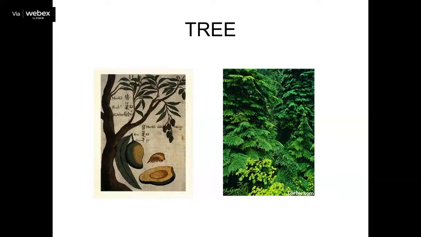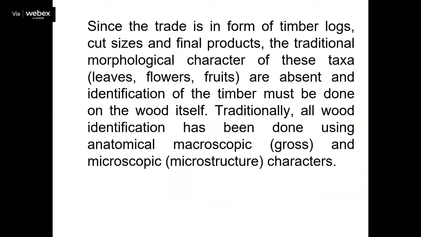Some timbers, when we see regularly, such timbers we can identify it, and not all. So what we do is, in such cases, for identification, we study internal structure of wood. We study the wood anatomy. Since the trade is in form of timber logs, cut sizes, and final products, the traditional morphological character of these taxa, that is leaves, flowers, fruits, are absent, and identification of the timber must be done on the wood itself. Traditionally, all identification has been done using anatomical characters. One is by macroscopic method and other by seeing microscopic characters.